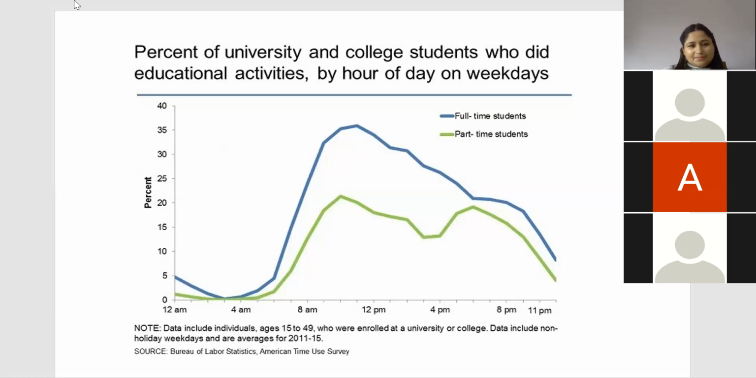The given image gives information about percentage of university and college students who did educational activities by hour of day on weekends. The data is calculated in percentages. After having a look, I can see that various trends are emerging. I can see different percentages like 0, 5, up to 40% and different time categories from 12 a.m. up to 11 p.m. I can see that the maximum figure is of full-time students, which is 35% at 11 a.m., and the minimum figure is of part-time students at 0% around 3 a.m. Overall, this picture is very informative and knowledgeable for me.